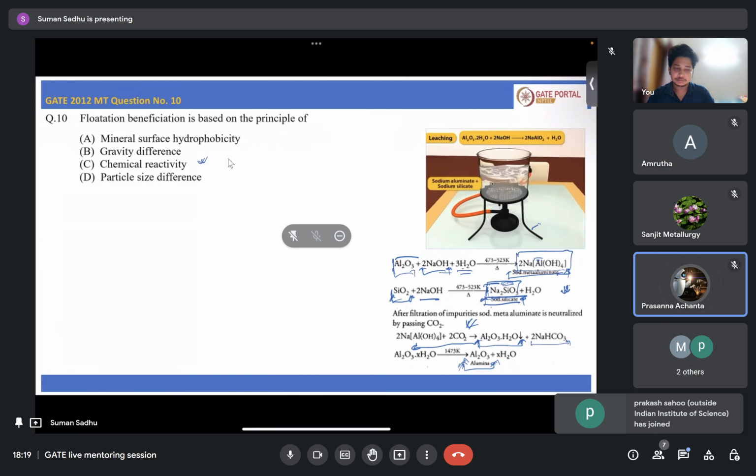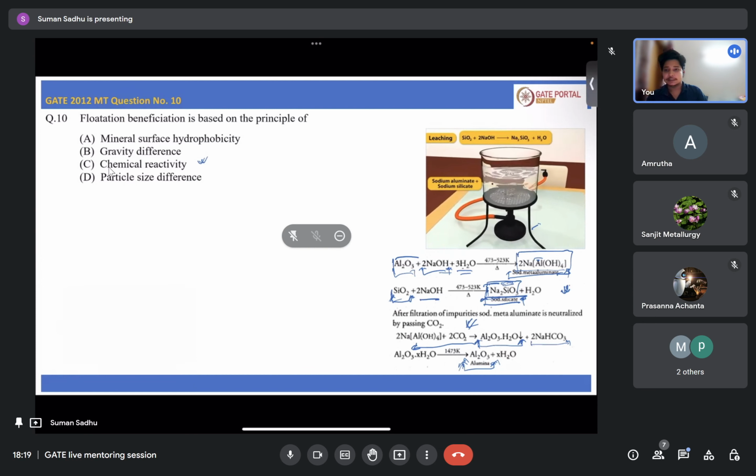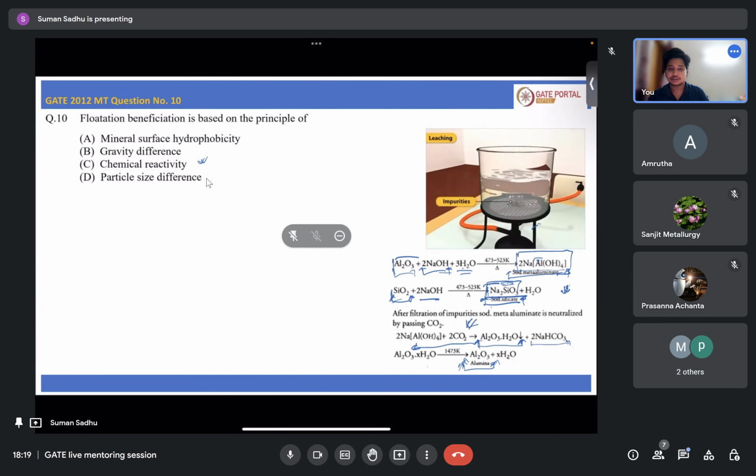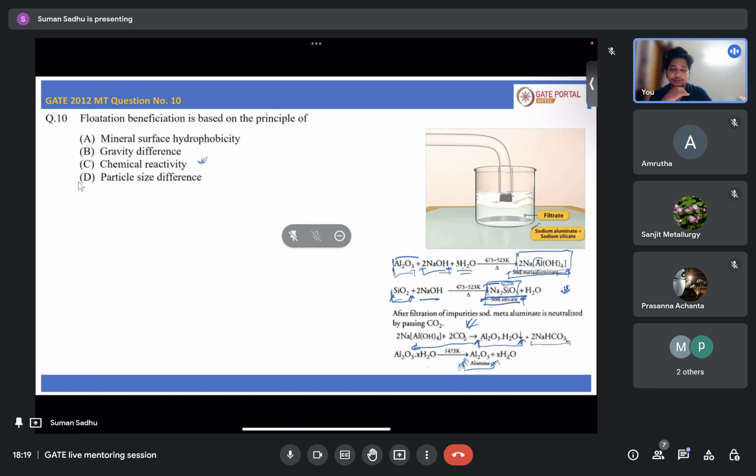All clear, sir. Okay. And the next one is the particle size difference. So which process is based on this principle? Which process do you remember?